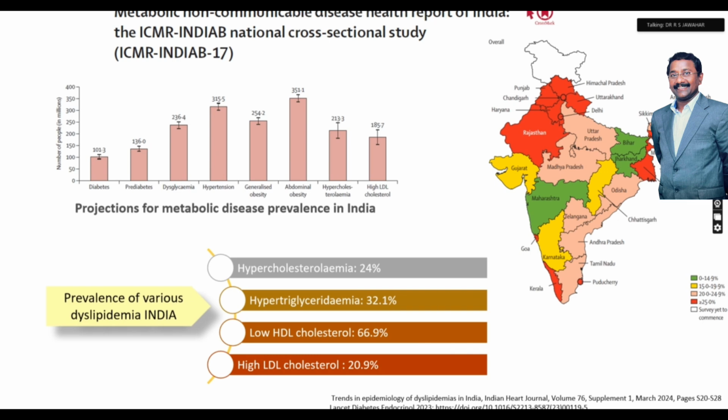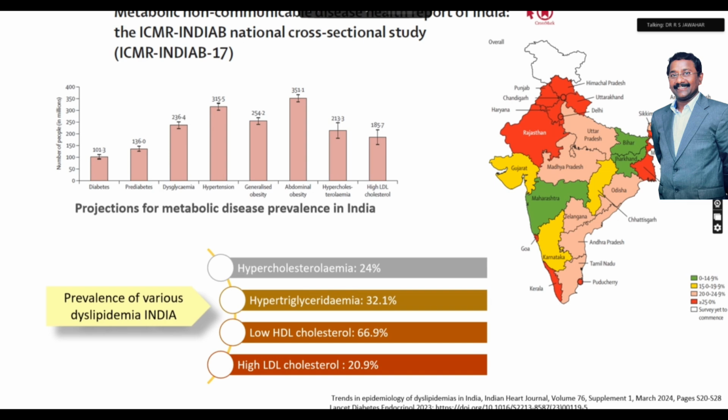And in obesity, we have more abdominal adiposity, which is very bad because it contains more visceral fat and more atherosclerotic fat, with lower adiponectin levels, higher leptin levels, etc. About 35 crores have abdominal adiposity. In dyslipidemia, about 21.3 crores have hypercholesterolemia, and about 18.5 crores have high LDL cholesterol.